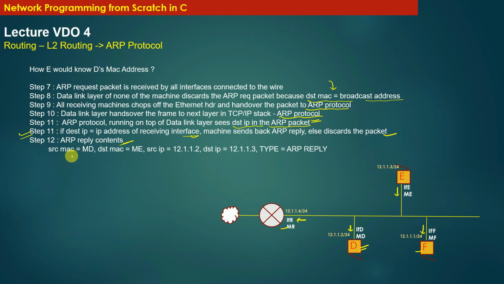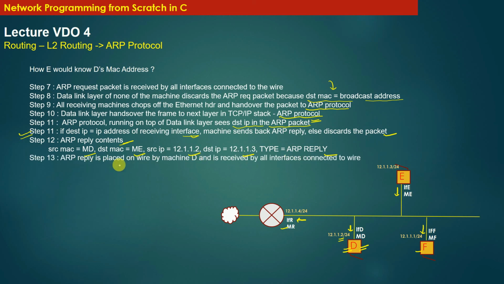The ARP reply will have the source MAC address, which is MD. So for the ARP reply message, D is the source machine. So the source MAC address will be MD and the destination MAC address will be ME. The source IP address will be 12.1.1.2, that is this IP address, because the ARP reply will be sent back from the same interface from which the ARP broadcast request message was received. And the destination IP address will be 12.1.1.3. And the type of the message will be ARP reply.